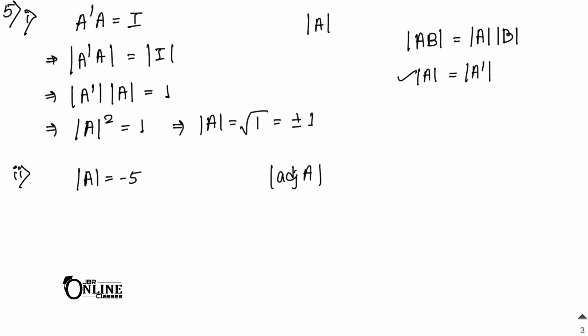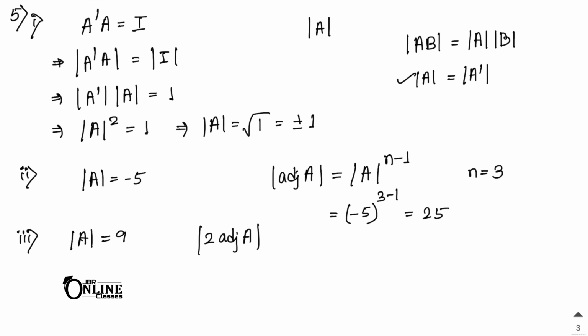So here det of adjoint A equals det A to the power n minus 1. Okay, the formula to find det of adjoint A equals det A to the power n minus 1, and as here det A equals minus 5 and it's a square matrix of order 3, that means here the value of n equals 3. So write down here 3 minus 1, that equals 2, so minus 5 whole square, that equals 25 is your final answer. Now the third one.